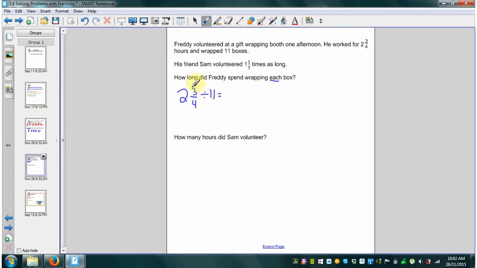So what's our first step when dealing with mixed numbers? We convert because it's easier. So 2 times 4 is 8. 8 plus 3 is 11. Keep our denominator, 11/4. And that's divided by 11 boxes. Okay, and what's our step when we're dealing with whole numbers? We need to change it into a fraction by putting it over 1. Perfect. Now what's our step here? We're dividing, so we have to keep, change, flip. So 11/4, keep our first fraction, times it by, change our operation, and flip our second fraction. So 11/1 becomes 1/11.